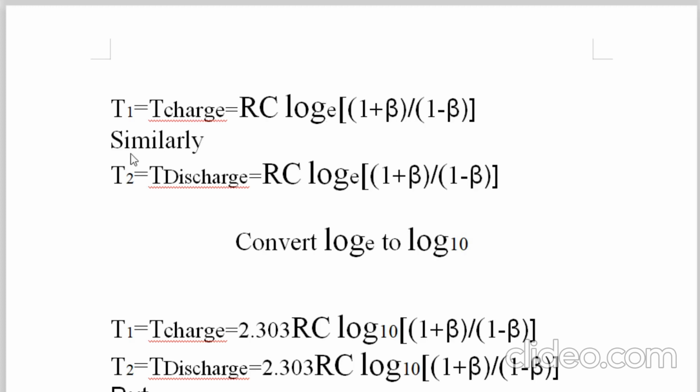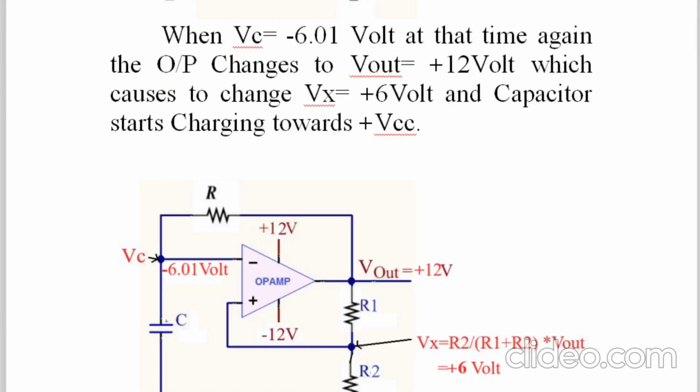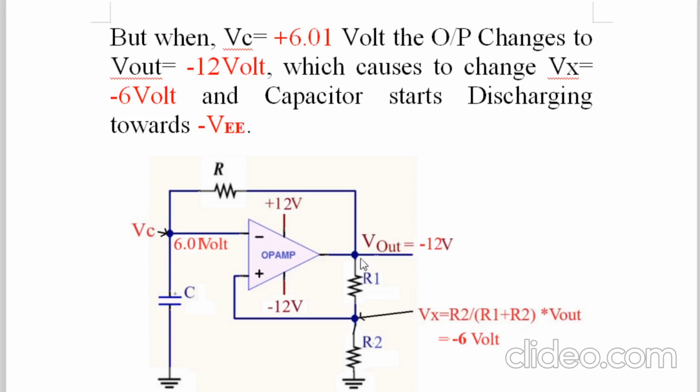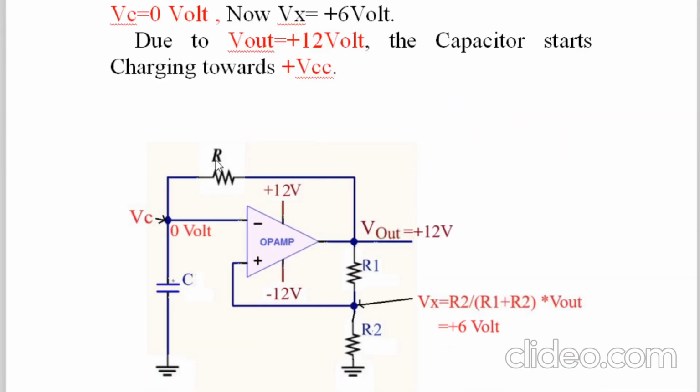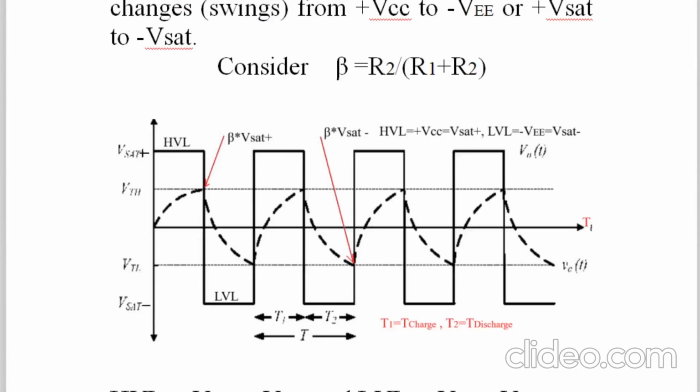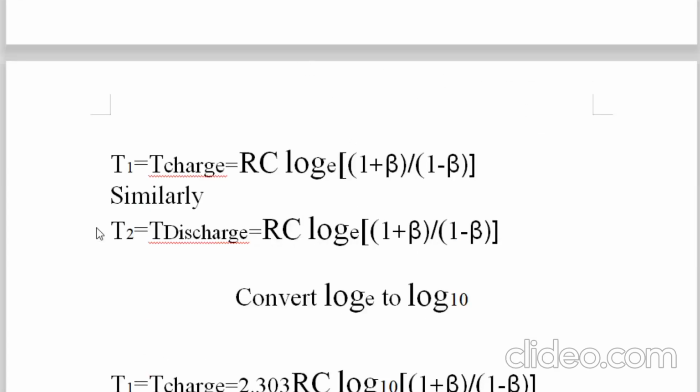Similarly, T2 is equal to T discharge. There is no change in the equation because of the direction in which the capacitor charges. Due to minus 12 volt it is discharging in the same direction, and due to plus 12 volt it is charging in the same direction. With plus 12 volt, it charges through R and the current goes to the capacitor. When it is minus 12 volt, it discharges through R. So the charging path and discharging path are the same. Therefore, it is very simple here. If you remember the equation for T charge, then T discharge is the same.